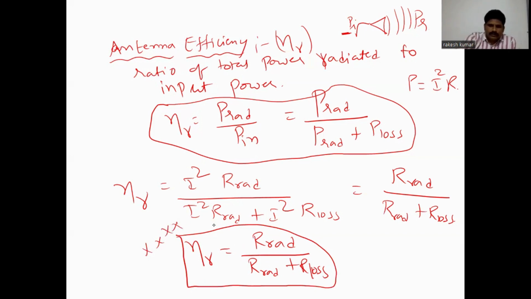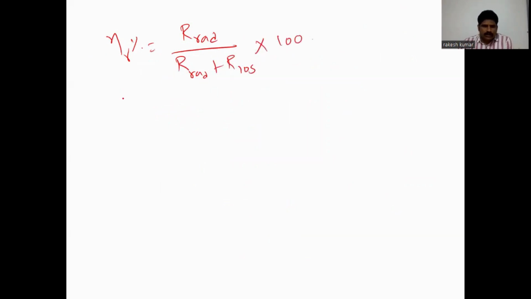If efficiency is expressed in percentage, the formula is R radiated by R radiated plus R loss, into 100. So let us do one problem.